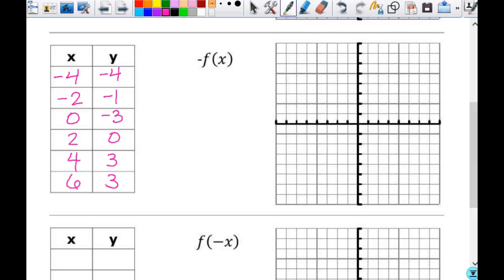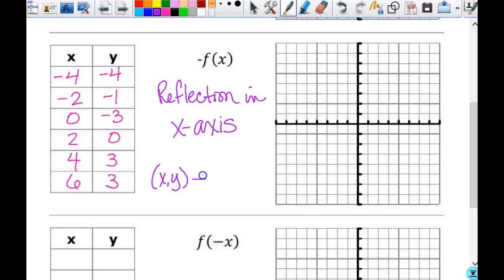Now, when you change the sign on the y, that is a reflection in what? The x-axis. Very good. So when you change the sign on y, it's a reflection in the x-axis. That means for every x, y that you had originally, it maps to x, negative y.